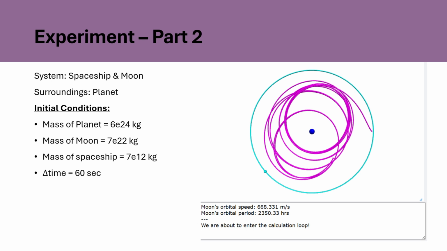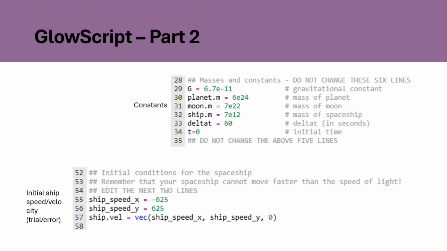For part 2, the system is a spaceship and the moon, and the surrounding is a planet. Our initial conditions are mass of planet is 6 times 10 to the power of 24 kilograms, mass of moon is 7 times 10 to the 22 kilograms, mass of spaceship is 7 times 10 to the power of 12 kilograms, and delta T is 60 seconds. And here we have our constants and our initial ship speed and velocity.